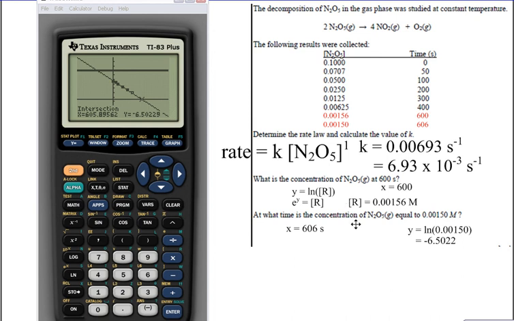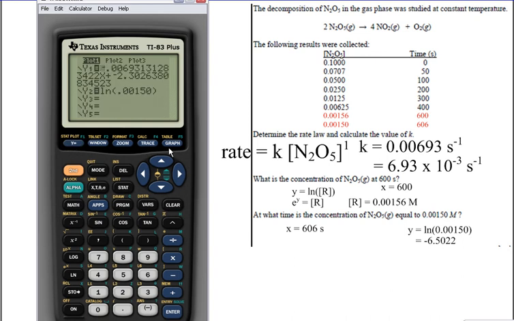Again, we could have figured out these bottom two questions just off of our formula, y equals mx plus b. However, where's the fun in that when we can get a calculator to do it for us and save us some time?